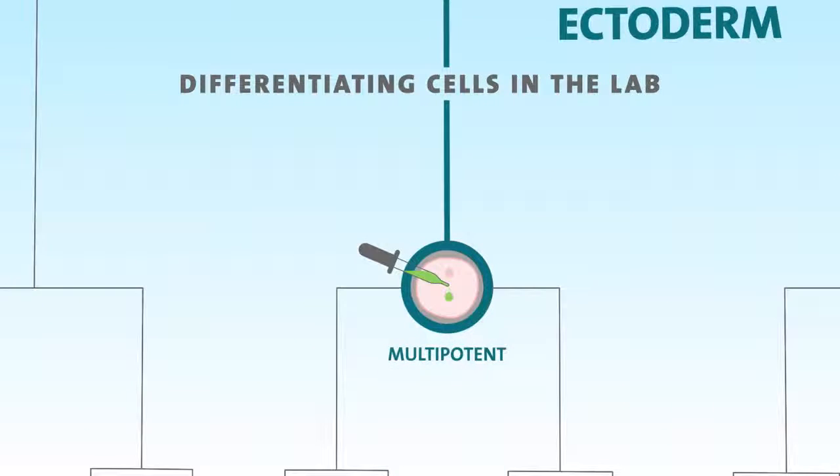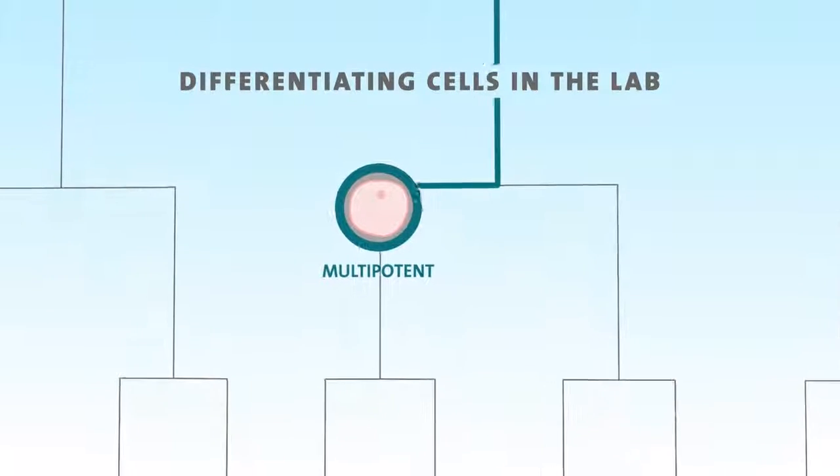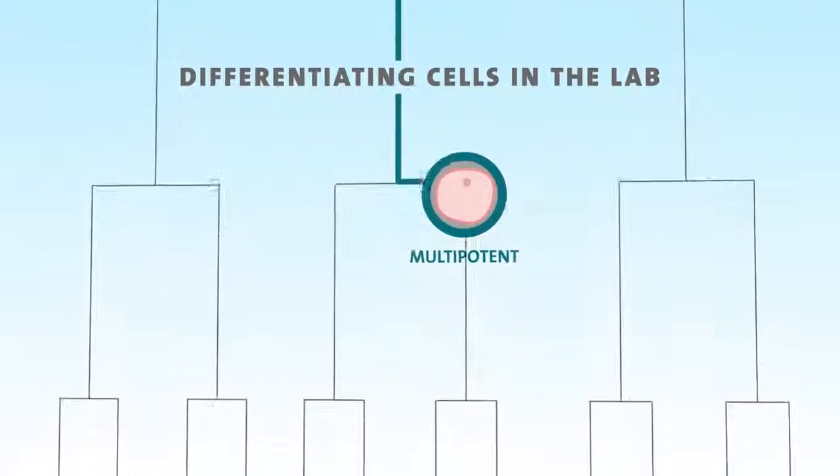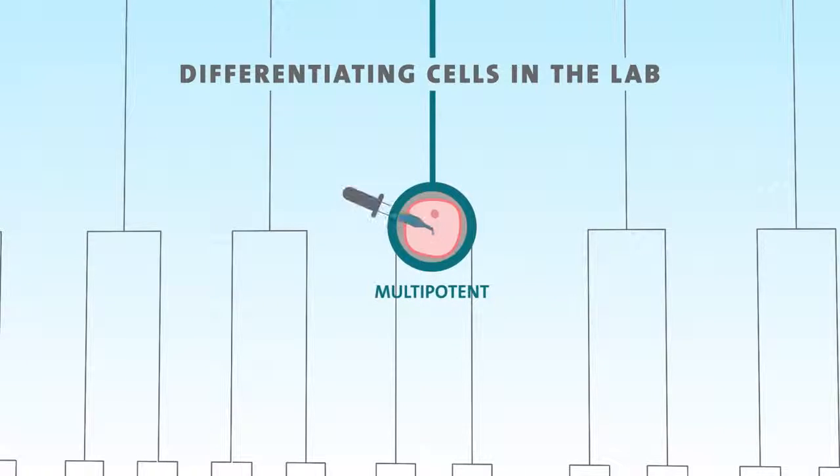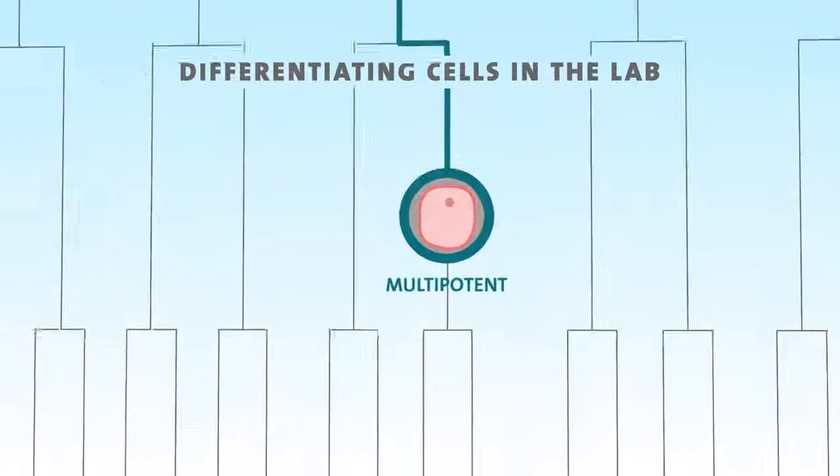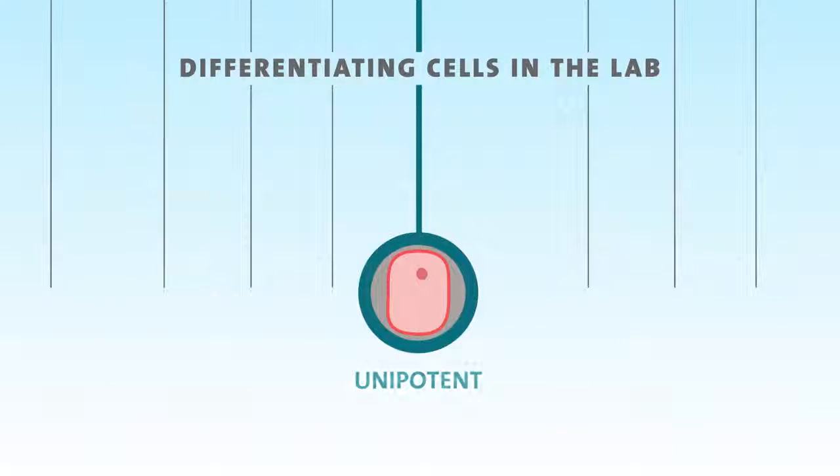They repeat this process each time with a particular combination of growth factors. At every step, the cells are becoming more and more specialized. Finally, the researchers have made skin cells.